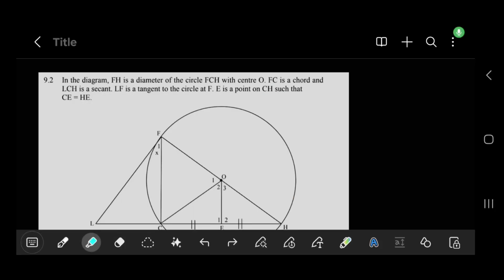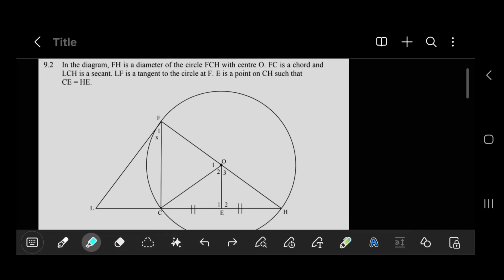This is our third practice problem for grade 11 Euclidean geometry. We are given 9.2, which says in the diagram FH is a diameter. So here is FH. Remember your theorem related to a diameter. It says the angle subtended by a diameter on the circumference of the circle is 90 degrees. So this angle, which we can call FCH, is 90 degrees. Just bear in mind, maybe later on we need to use that.